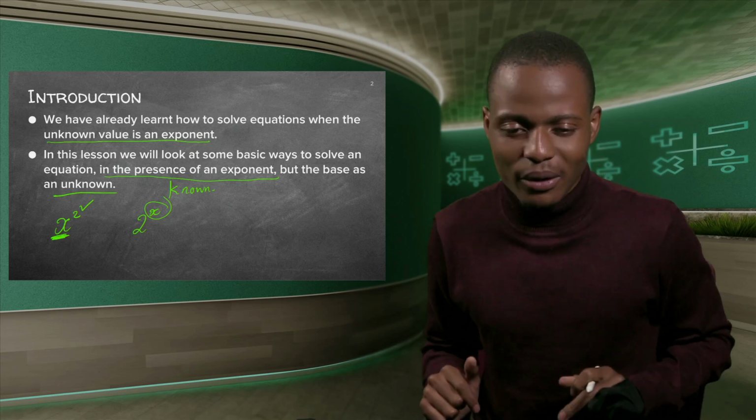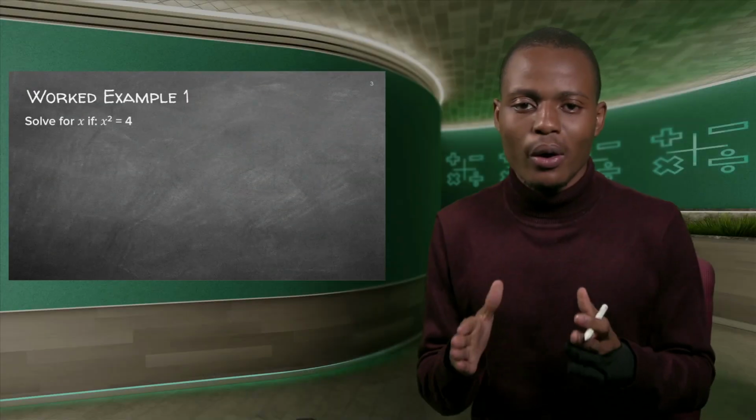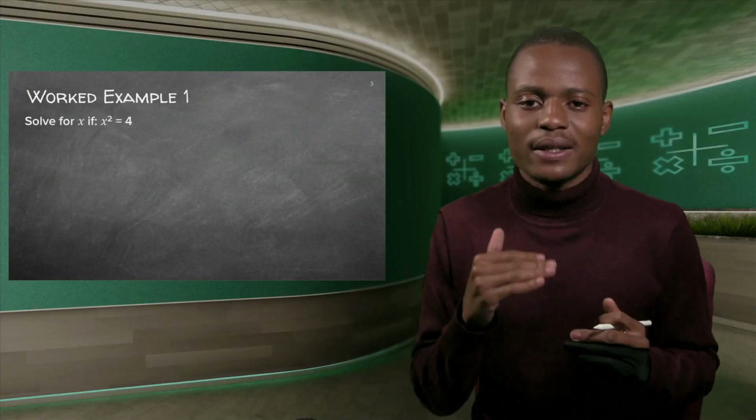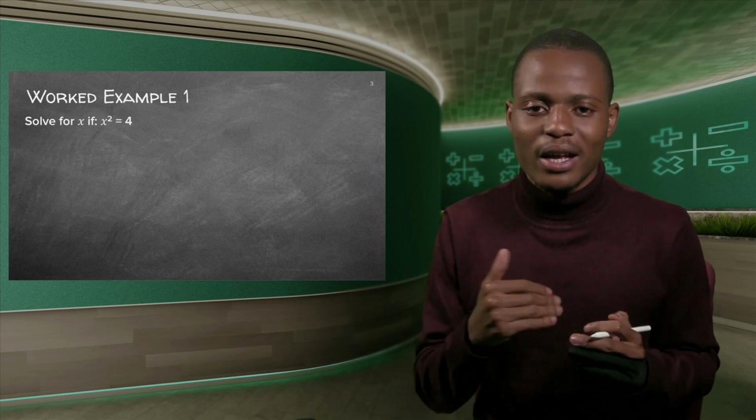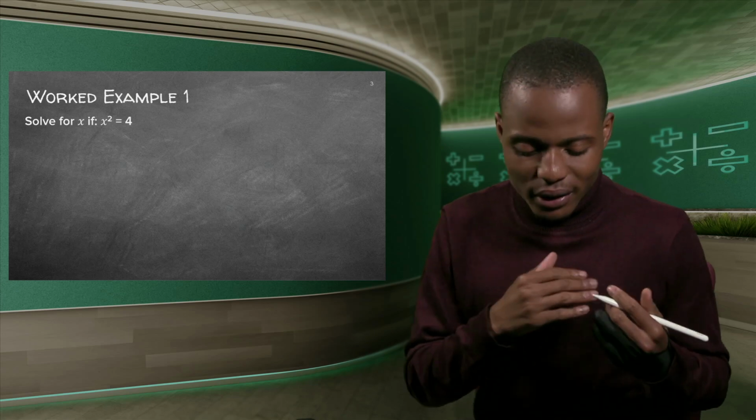So this is our first example. Say solve for x if x squared equals 4. So if x squared is equal to 4, let's solve for x in that case. Guys, there are two ways in which you can do this, but the one that I will be teaching you, based on exponents, is how to remove the squared value that you see there. That 2, how do you get rid of that 2 there? So this is how you do it.